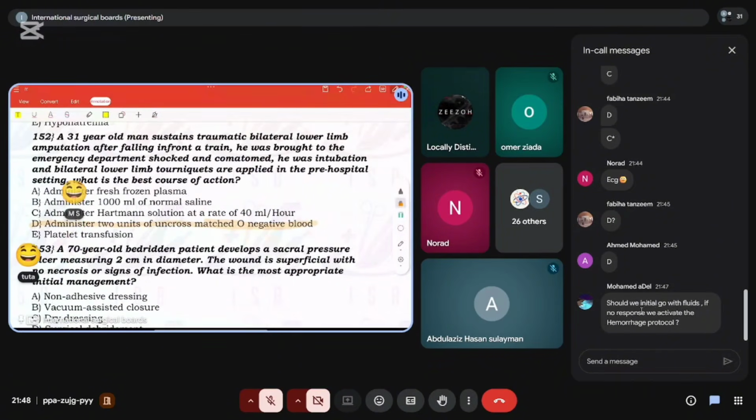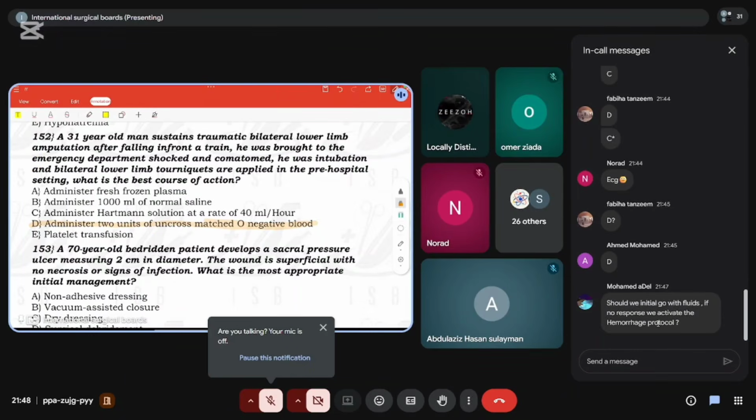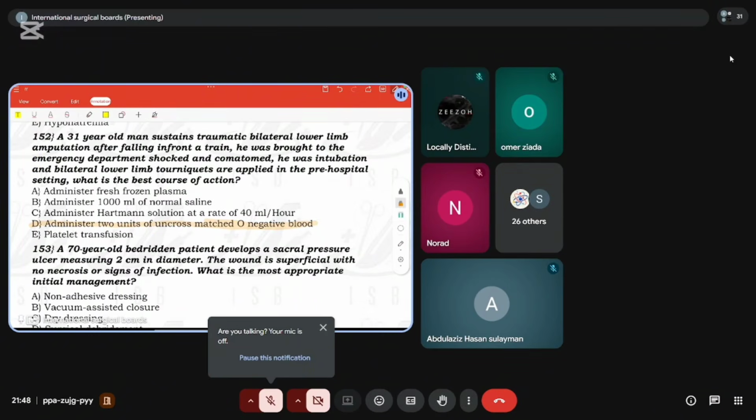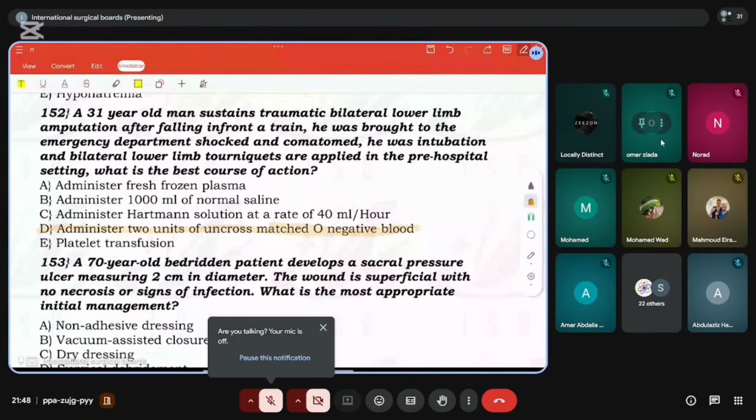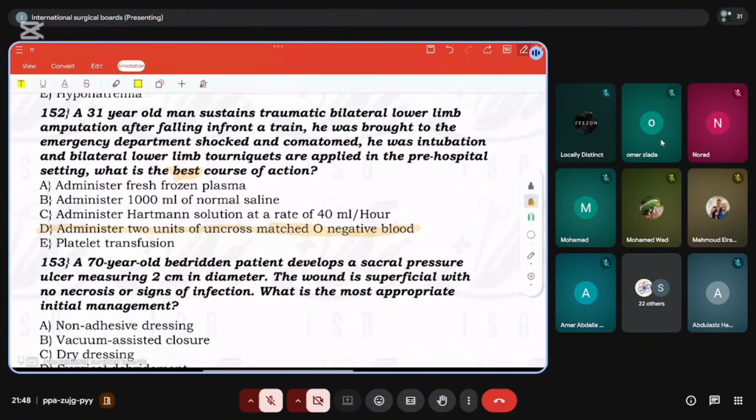Should we initially go with fluids? If no response, we activate the hemorrhage protocol. Okay, yeah, I agree with you. But the best course of action: normal saline is not the best here, especially in the shocked patient, because when you give them a lot of chloride load in normal saline, it's not the best. If it was warm Ringer's lactate, maybe we consider it. But when you give a shocked patient a lot of normal saline, you add to the metabolic acidosis. So it's definitely not the best course. The best course is to give blood, right?